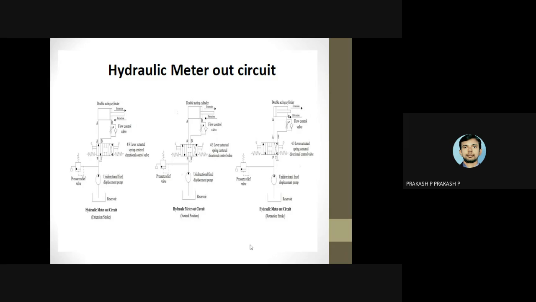For extension and retraction in the meter-in circuit, during extension the fluid flows only through the variable flow control valve, and during retraction the fluid flows only through the check valve. Similarly, in the meter-out circuit, the fluid flows through the variable flow control valve for extension. During retraction, the fluid flows through the check valve only.